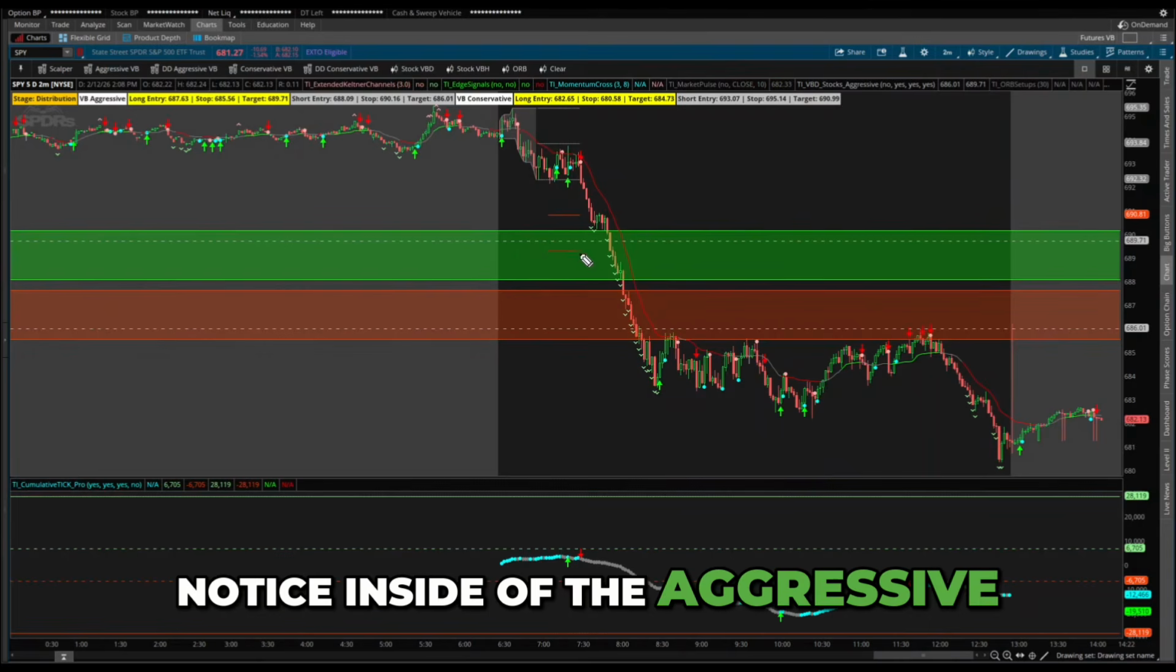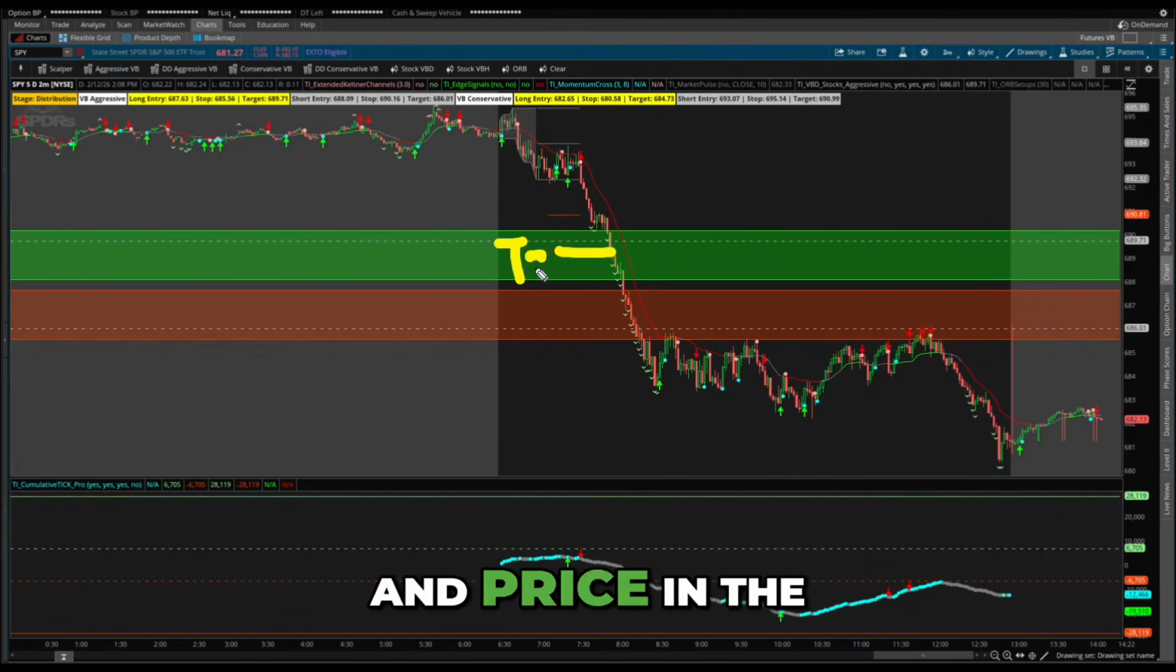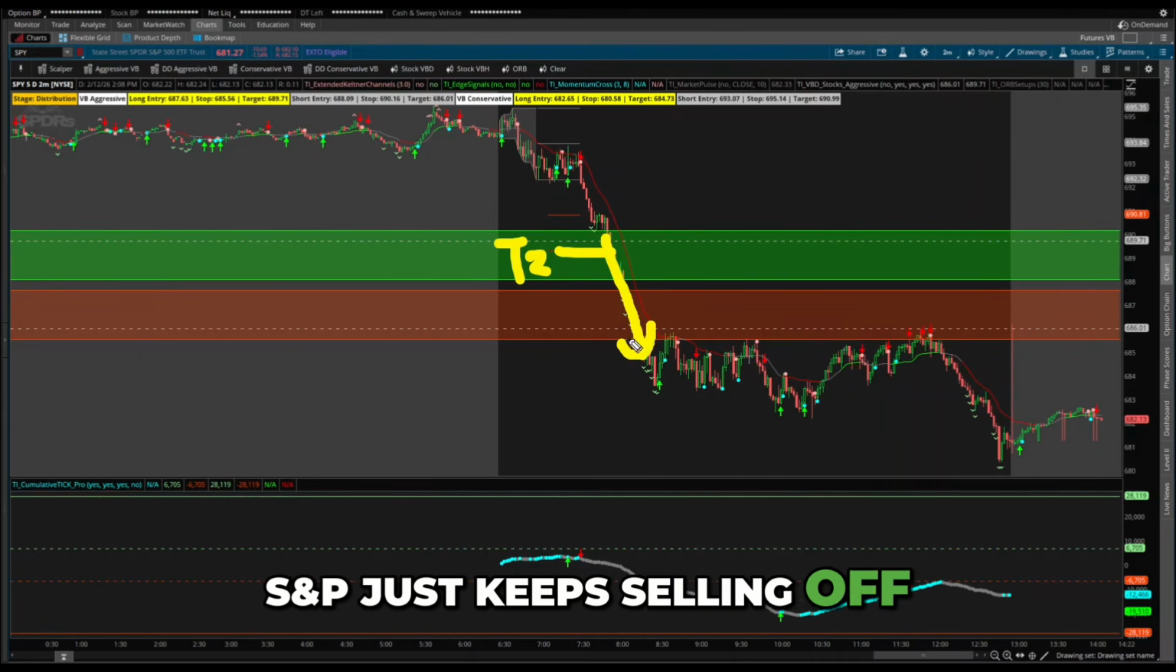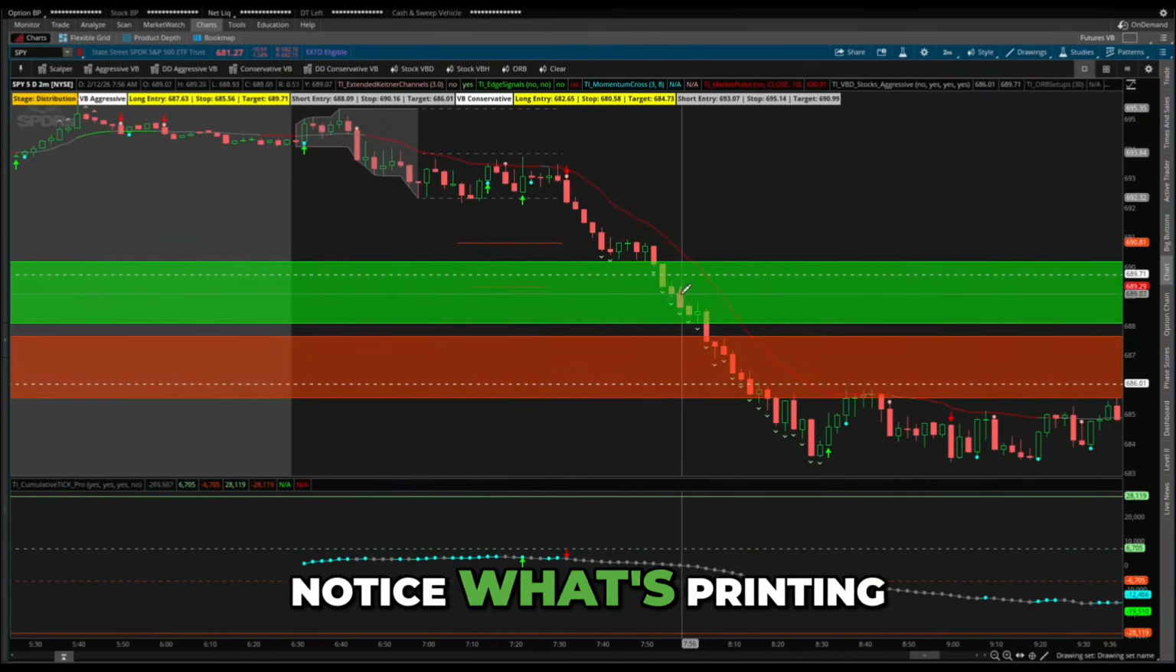Notice inside of the aggressive, this is our T2 line, and price in the S&P just keeps selling off. As we see the sell-off, notice what's printing.